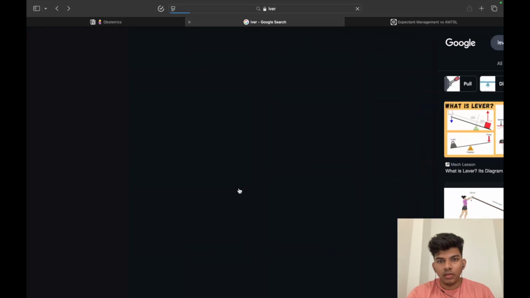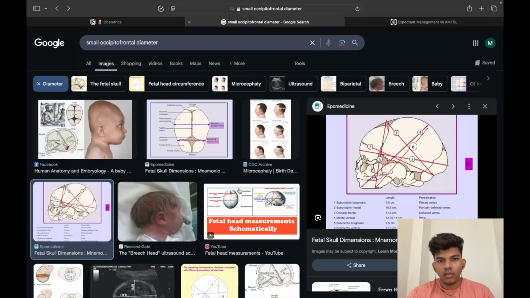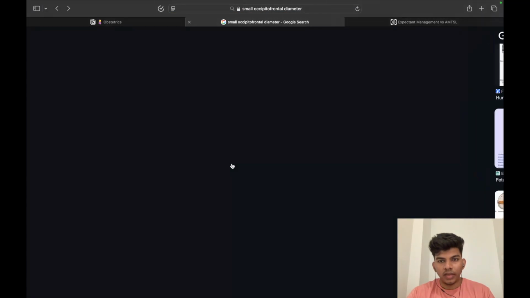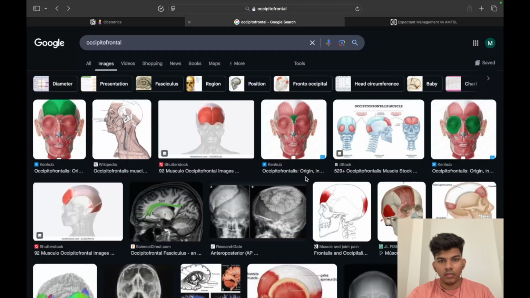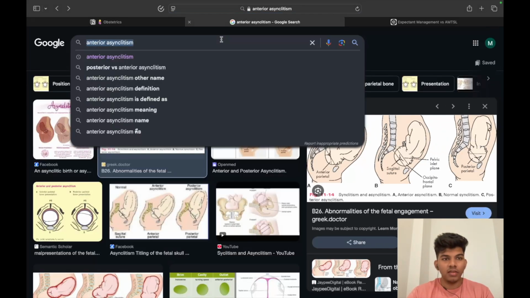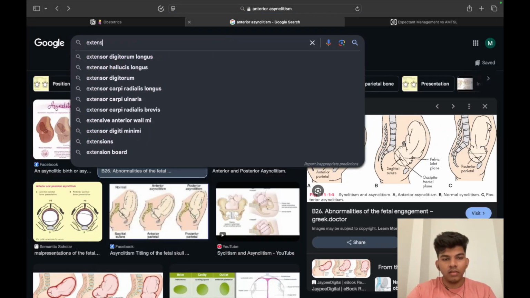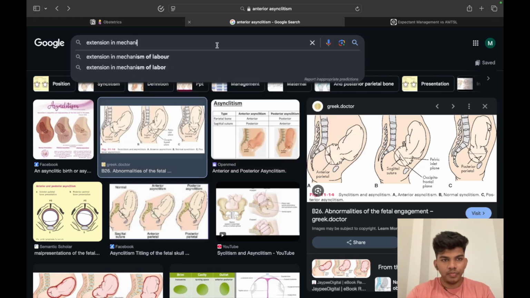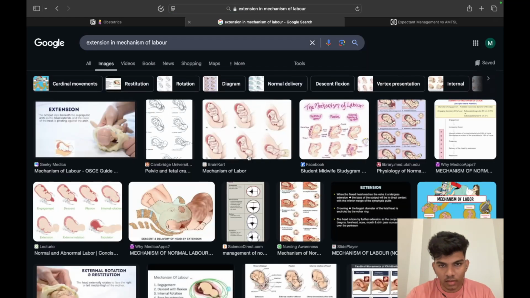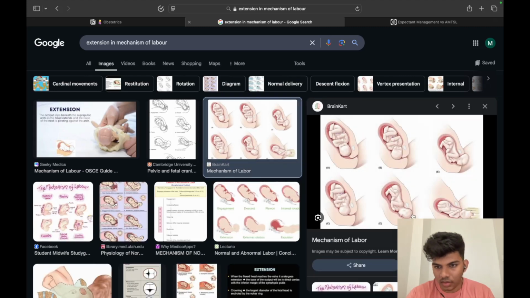So where is it? Anyways, no need. Extension in mechanism of labor. Yeah, this one, see, it is extending. It was in a flexed position, now it's extending, that's what it means.